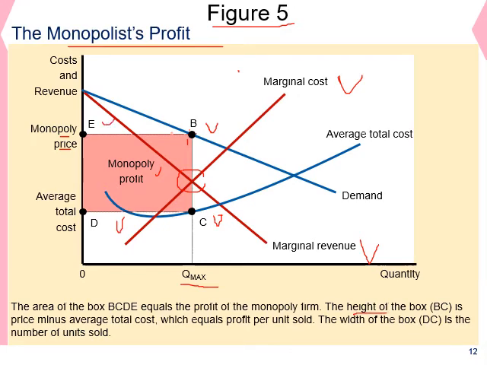The height of the box, BC, is this one. It is the price minus the average total cost, which is equal to the profit per unit sold. So price minus average total cost gives you the profit per unit sold. The width of the box, DC, which is this one, is the number of units sold.